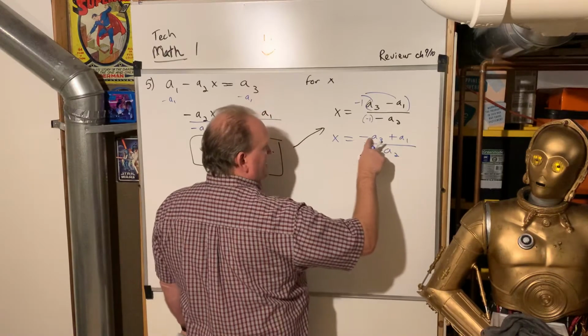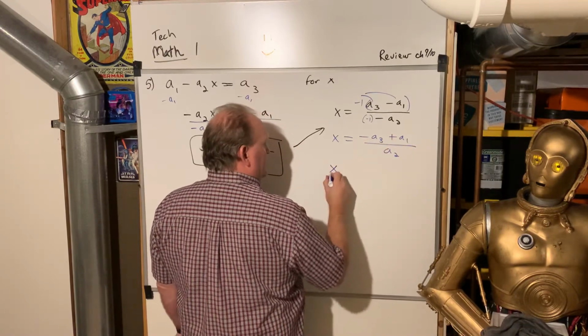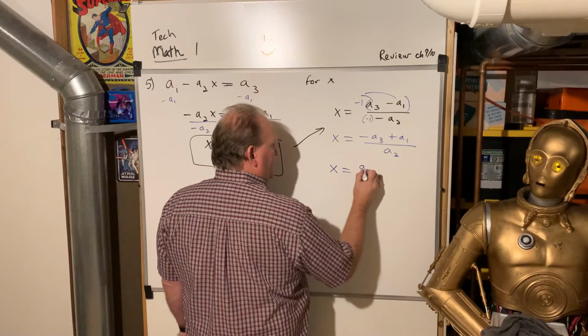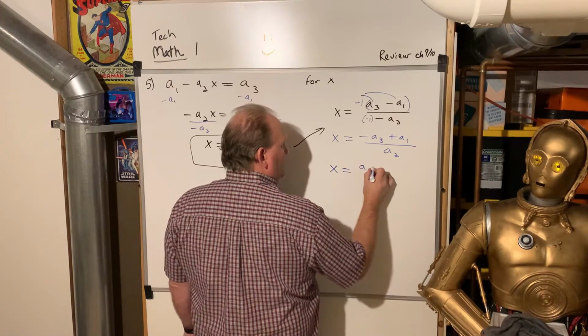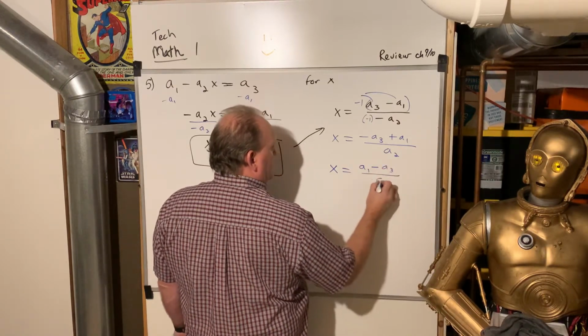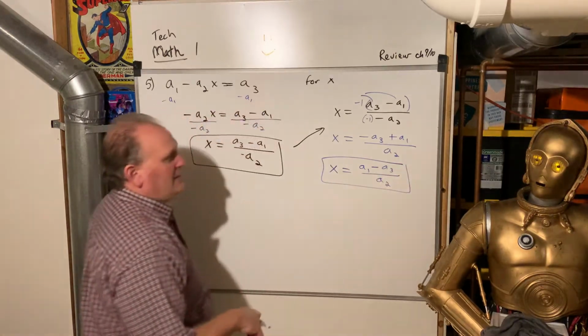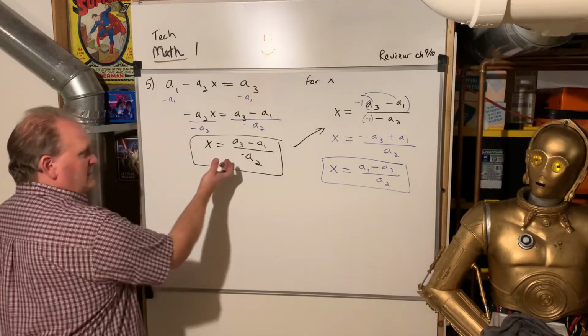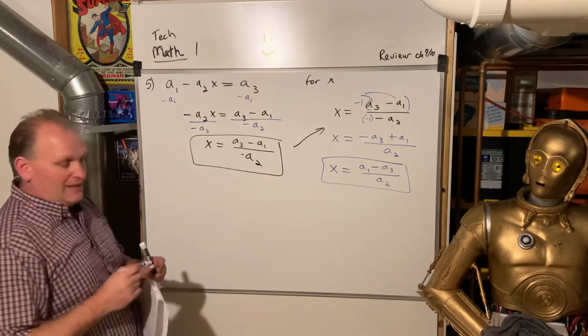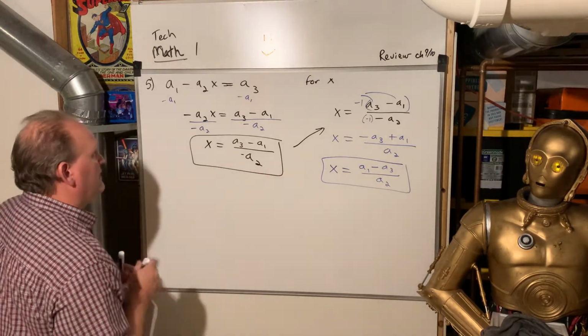And then they usually rearrange it. Instead of writing negative a sub 3 plus a sub 1, this will be the answer that you find when you look on the back page: a sub 1 minus a sub 3 over a sub 2. That's fine. You do not have to do it that way. This way is fine. That way is fine. I'll accept either one. Either answer is fine. All right?